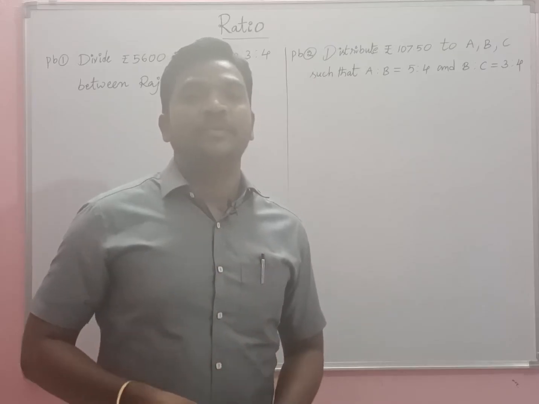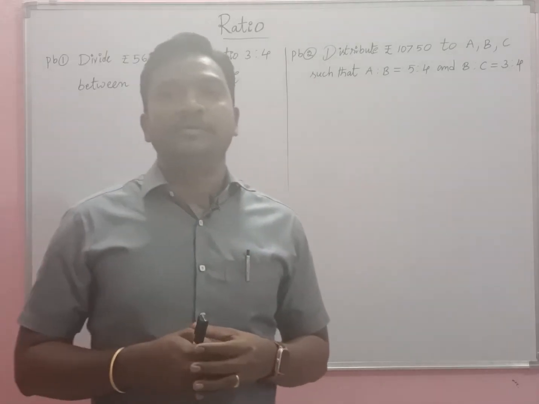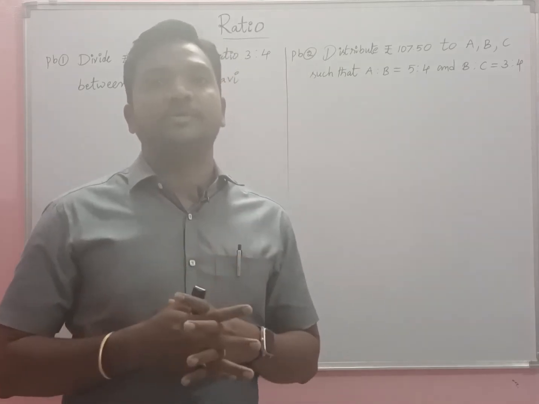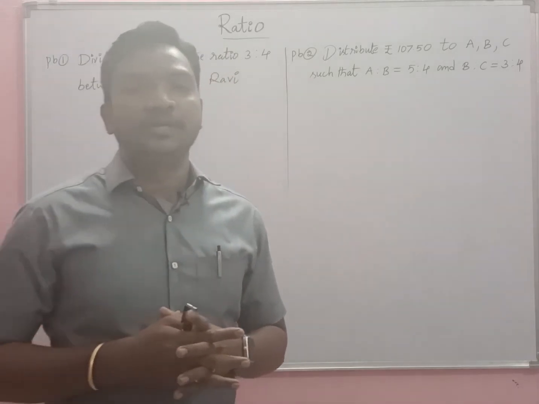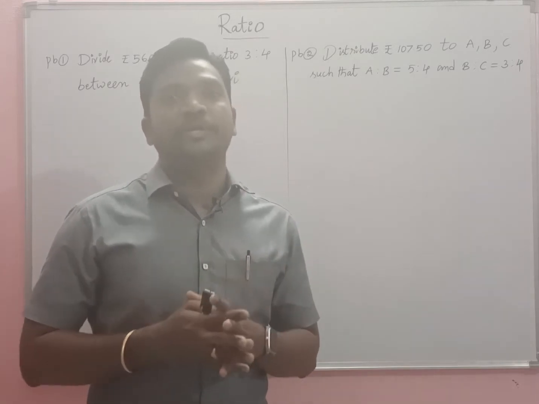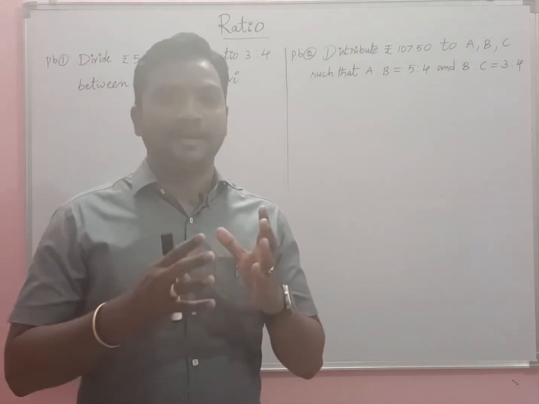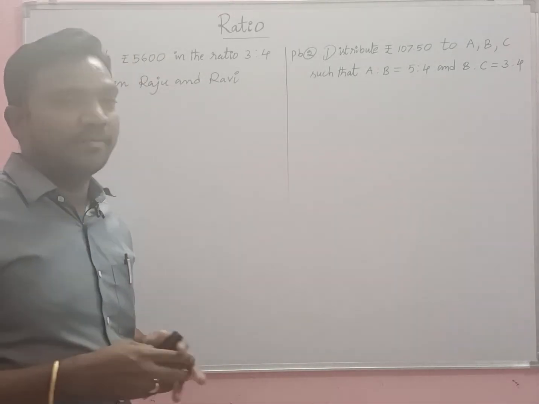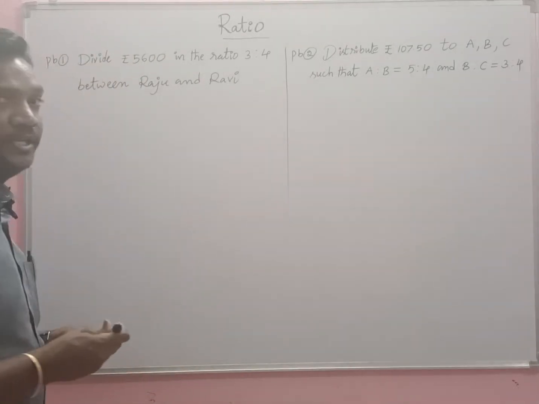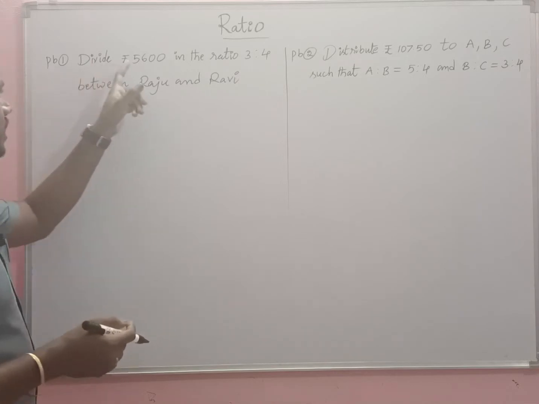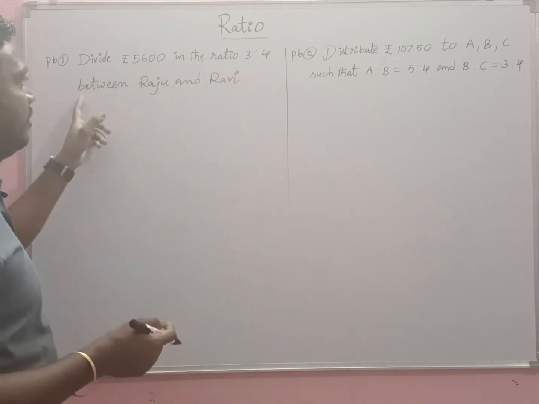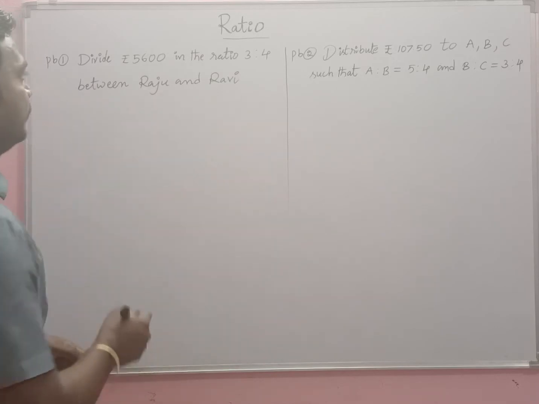Hi everyone. In my last video, we discussed what is ratio and the properties of ratio. Today in this video, I am going to tell you some problems on ratio. Let us see some problems. See here, divide rupees 5600 in the ratio 3 is to 4 between Raju and Ravi.